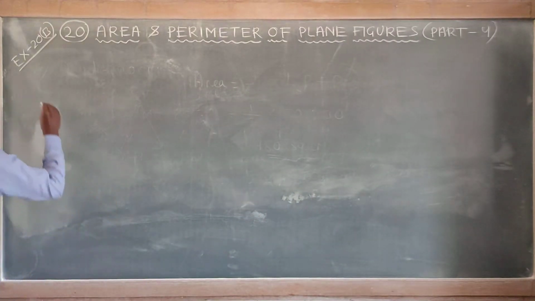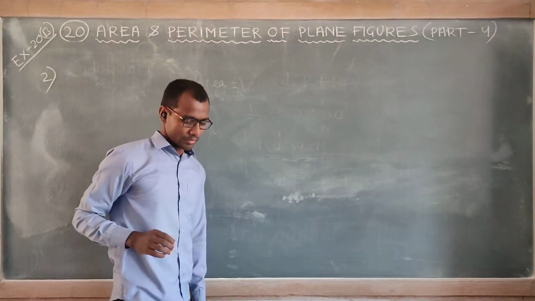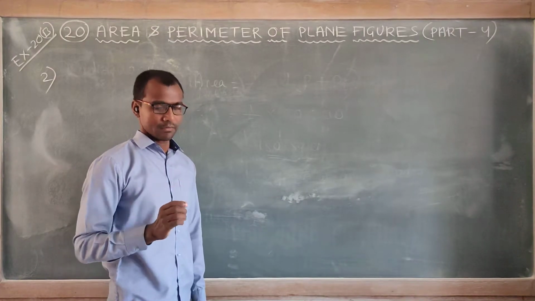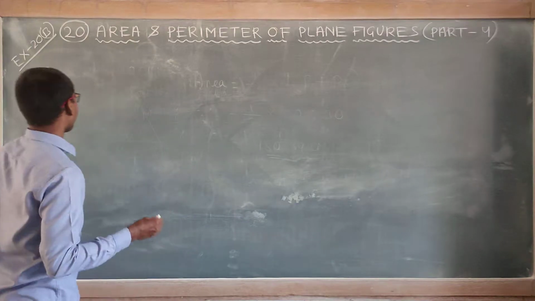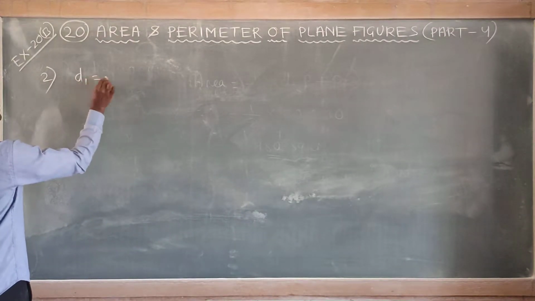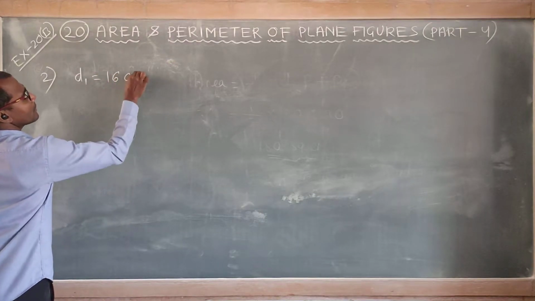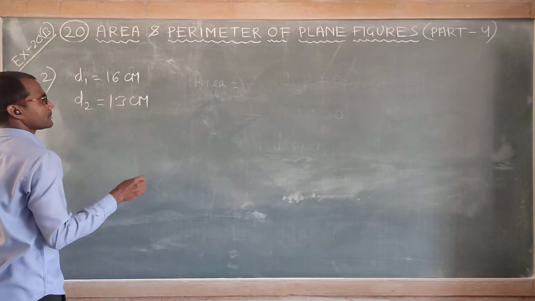Question number 2. The diagonals of a quadrilateral are 16 cm and 13 cm. If they intersect each other at right angle, very good. The diagonals are perpendicular to each other. So D1 is equal to 16 cm. D2 is equal to 13 cm.